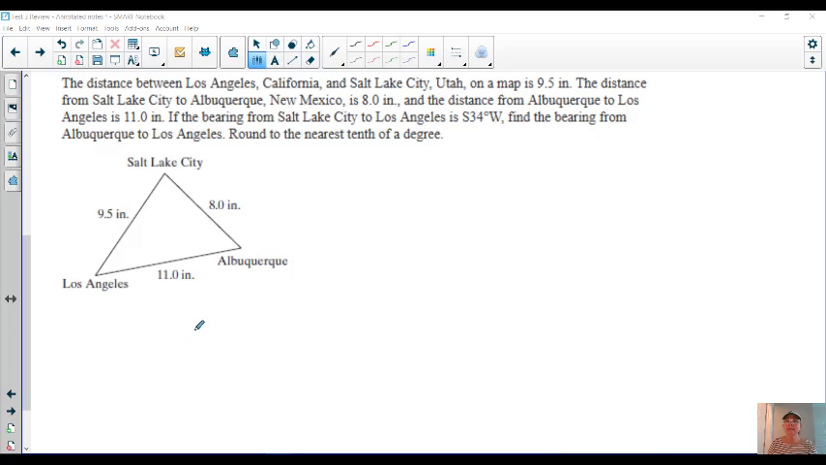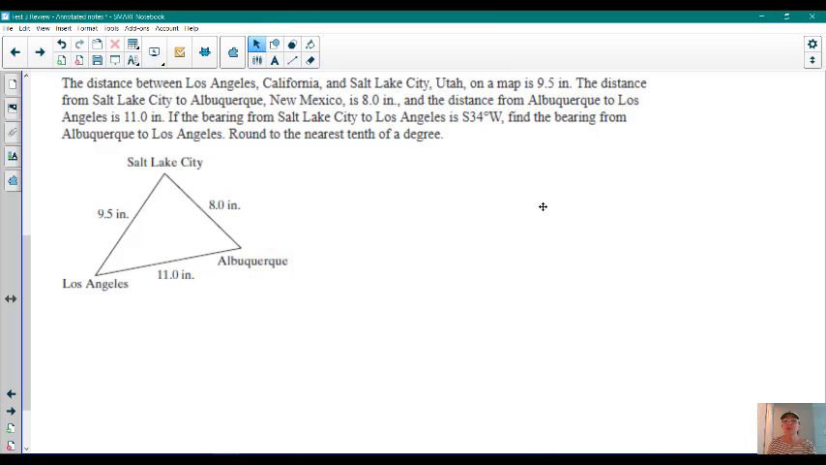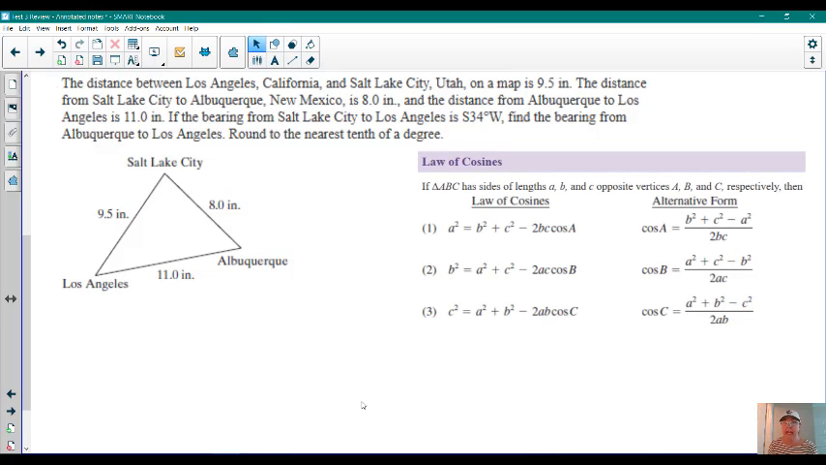To use the law of sines, we need a matching side and angle. And while we do have some angle information talking about going from Salt Lake City to Los Angeles, it is not that whole angle. What we do have is 3 sides. And when you have 3 sides, you are going to be using the law of cosines. Well, we've got our side measures, but we don't have this piece of information here about south and then go 34 degrees to the west. That's the bearing from Salt Lake City to Los Angeles.